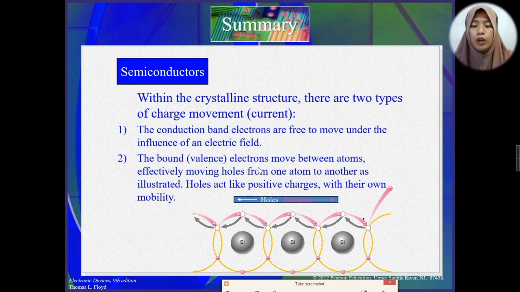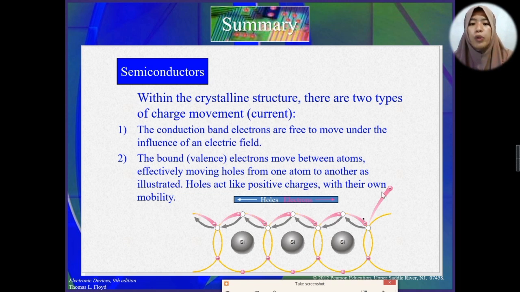So, this is our figure wherein it says that electrons move between atoms, moving holes from one atom to another. These are our holes. These are our electrons. This electron will move into this hole, the next hole. So, we have 1, 2, 3, 4, 5, 6, 7 holes. So, these are the electrons. This electron will leave the sixth hole to the fifth hole. The same also with this one. This electron will leave the fifth hole to the fourth hole. This electron will leave the second hole to the first hole.